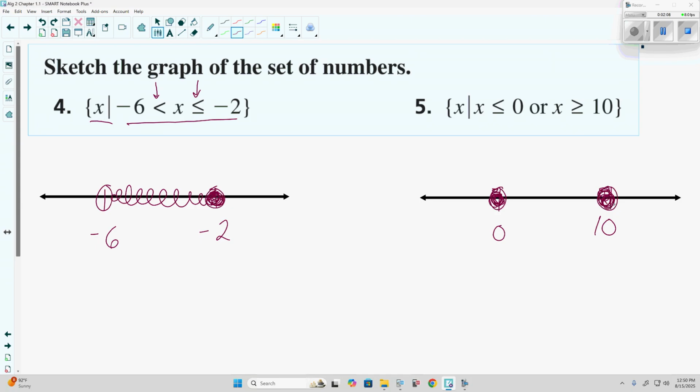Now we just need to shade. Do we shade in the middle? No. X is what? Less than or equal to 0, so we would shade to the left. And 10, we would shade to the right. And that's it. Questions on this here?